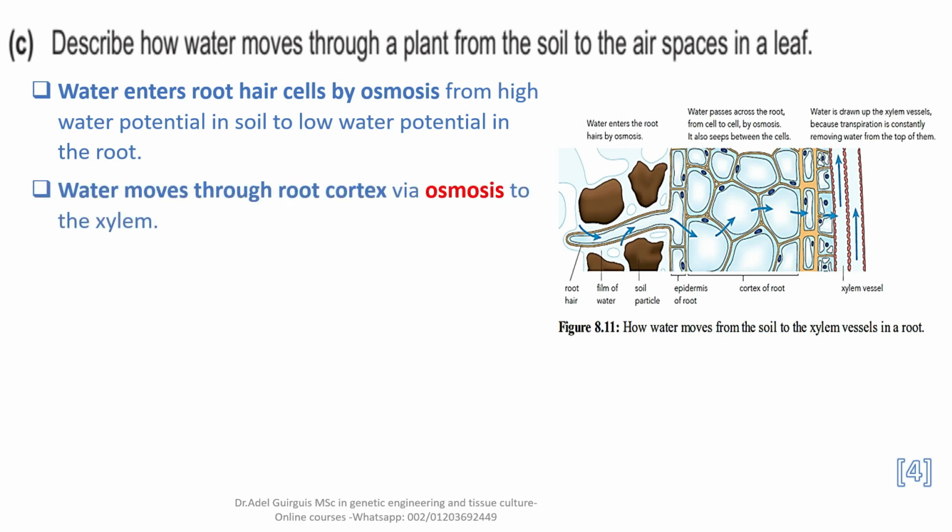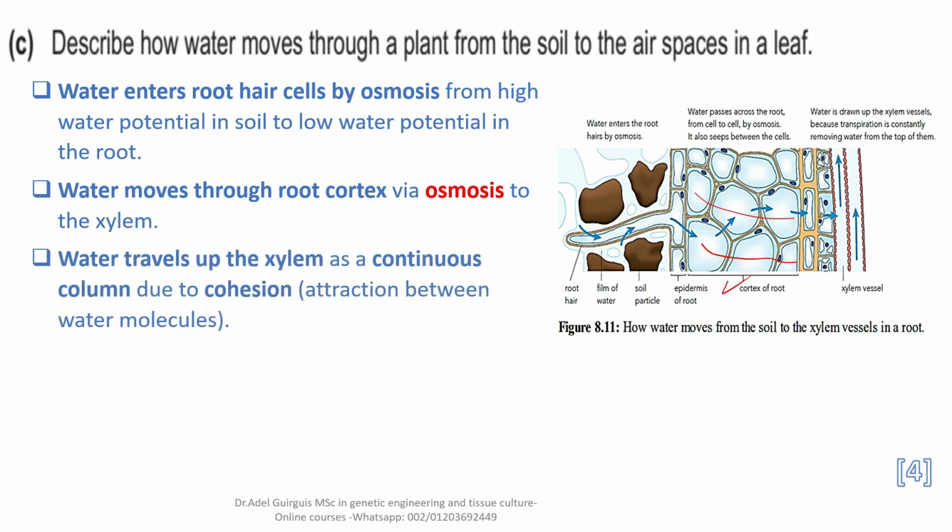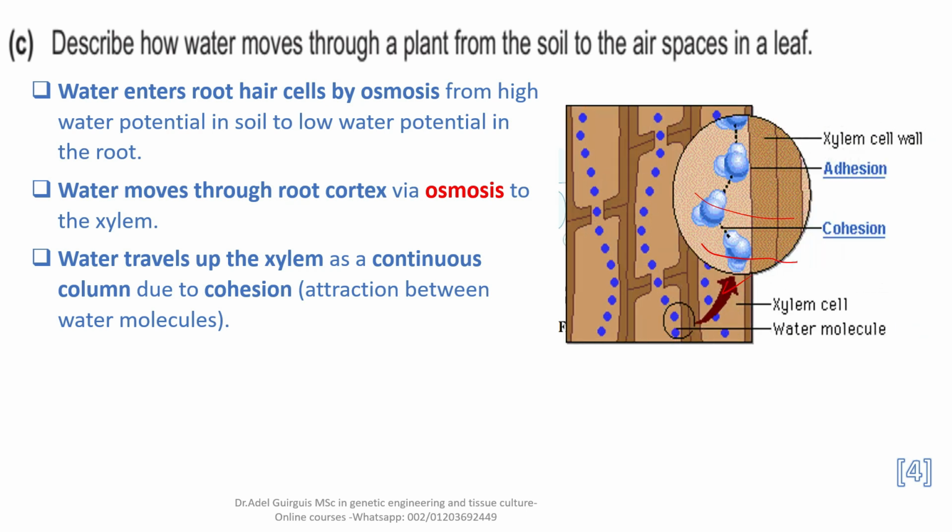Second statement here, water moves through the root cortex, all these layers of cells of the cortex. Then it moves, also by osmosis, to the xylem. Now it reaches the xylem vessels. Water travels up the xylem vessels as a continuous column without breaking due to cohesion. Cohesion means water molecules joined together by hydrogen bonds, attraction between water molecules.